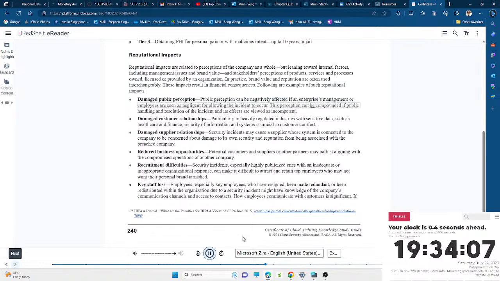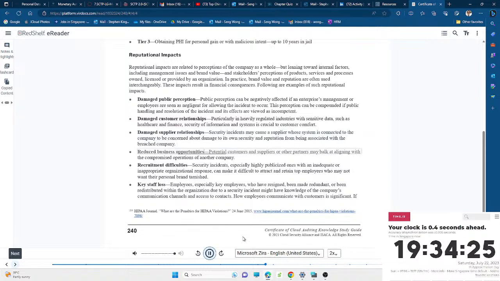This perception can be compounded if public handling and resolution of the incident and its effects are viewed as incompetent. Damaged customer relationships, particularly in heavily regulated industries with sensitive data, such as healthcare and finance, security of information and systems is crucial to customer comfort. Damaged supplier relationships. Security incidents may cause a supplier whose system is connected to the company to be concerned about damage to its own security and reputation from being associated with the breached company.